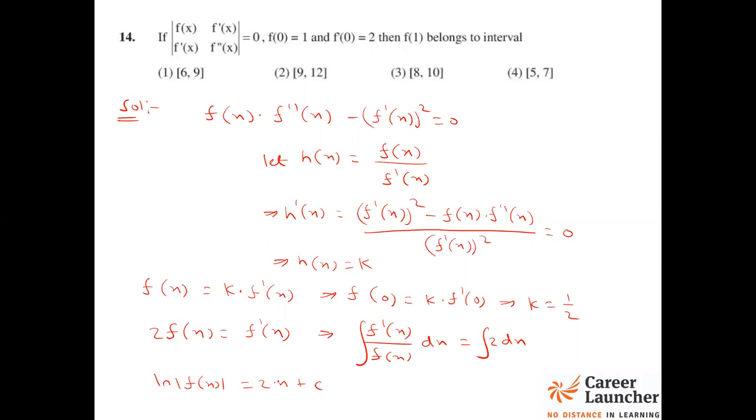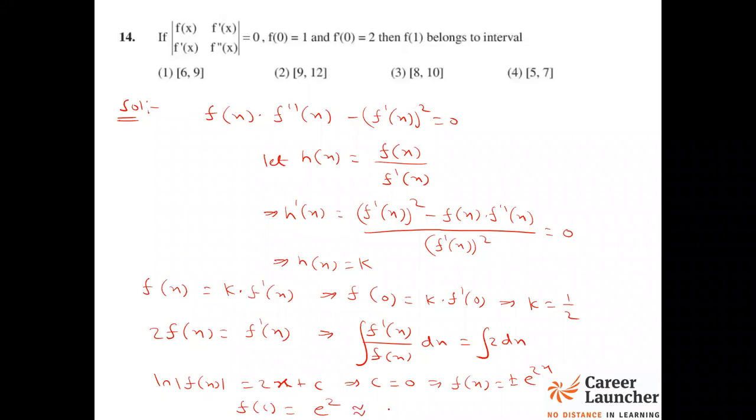Now, substituting x equal to 0, f of 0 is given as 1. So LHS and RHS both become 0. So we get c is equal to 0. So we get f of x is equal to plus minus of e power 2x. So what will be f of 1? f of 1 will be e power 2. So which value will it lie in between?